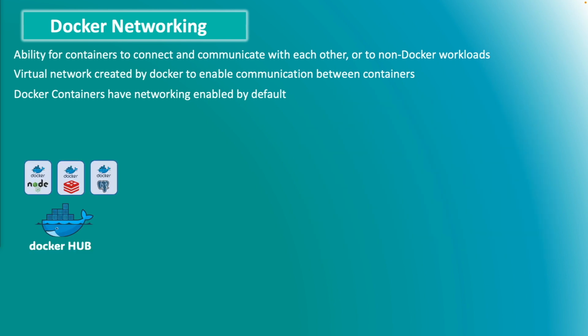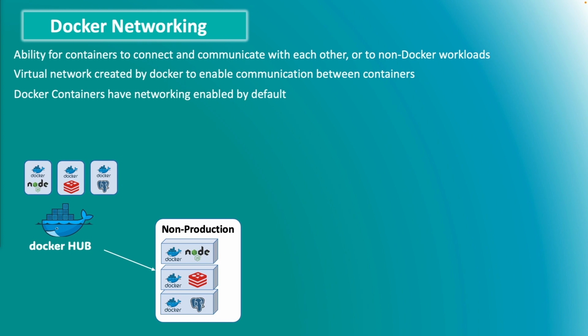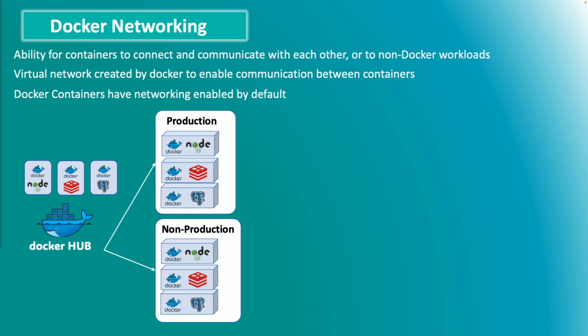Let's assume we have 3 Docker images, one for Node.js, one for Redis, and the last one for PostgreSQL as a database. We are utilizing either a VM-based or ECS service to manage the Docker containers. Our application containers are running in both production and non-production servers. As container networking is enabled by default, Docker containers located on the same node will be able to connect with each other. In our example, the Node.js container and PostgreSQL container can establish a connection by default.